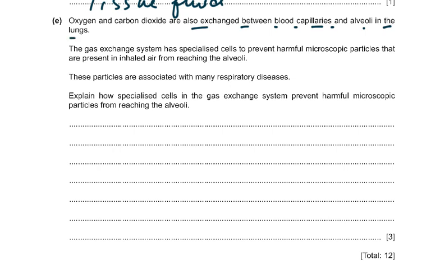Then coming to part E of the question, oxygen and carbon dioxide are also exchanged between blood capillaries and alveoli in the lungs. The gas exchange system has specialized cells to prevent harmful microscopic particles that are present in inhaled air from reaching the alveoli. These particles are associated with many respiratory diseases. Explain how specialized cells in the gas exchange system prevent harmful microscopic particles from reaching the alveoli. 3 marks.